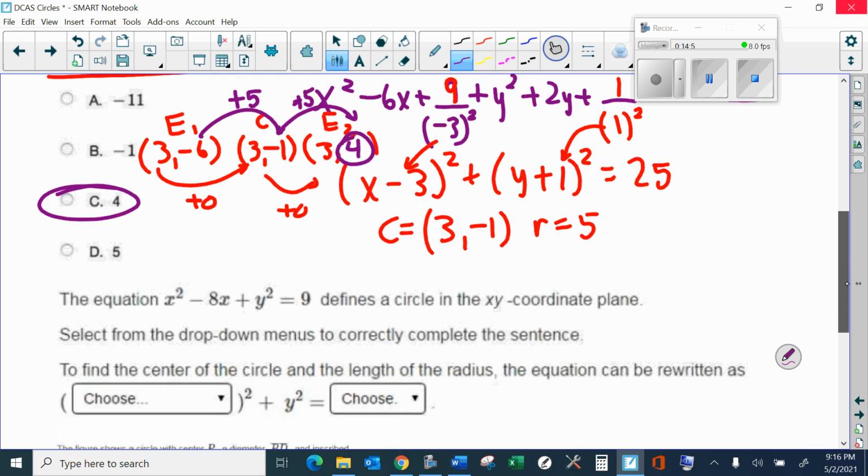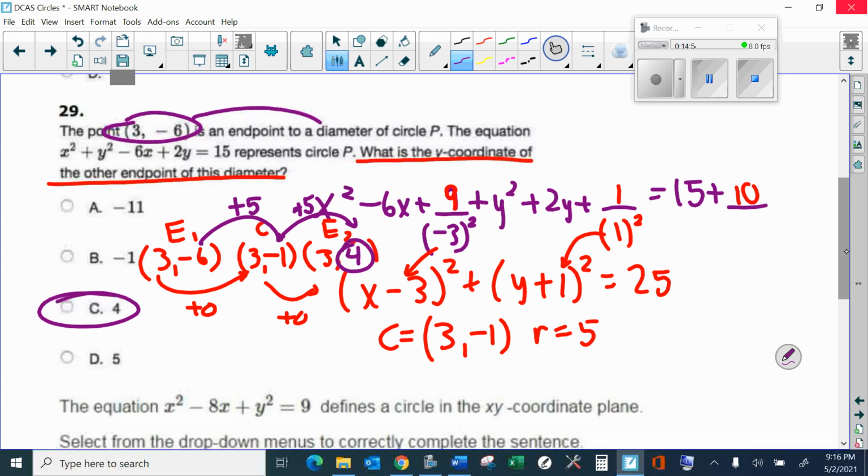So again, multiple steps. First, complete the square, come up with the center and the radius, and then use that. I did it just like this. You could have graphed it out and done slope from the endpoint to the center. How do I get from there? Slope down and right, for example, and then do the exact same thing one more time, and it'll take you to the other endpoint.